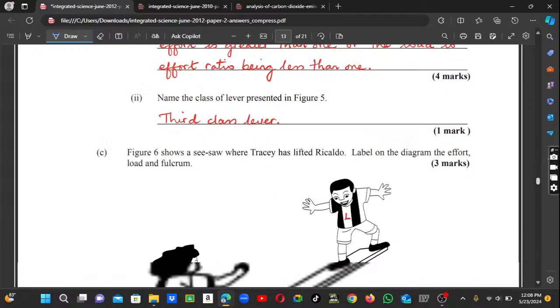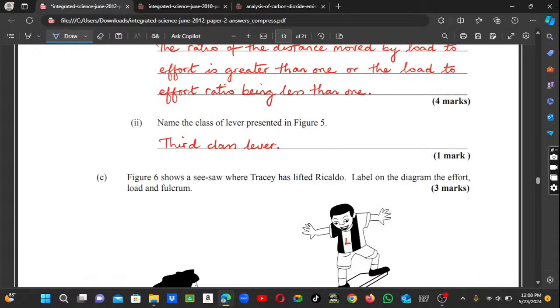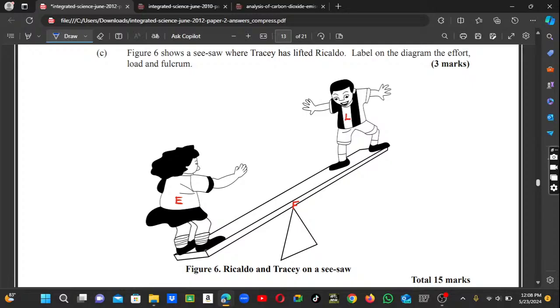All right, so here it says we need to name the lever present in figure 5. This one would be a third class lever. All right, good, guys. You may see a diagram like this on your 2024 exams. It's not guaranteed 100%, but you may see it, because CXC like to put these diagrams to show the difference between effort, loads and fulcrum.